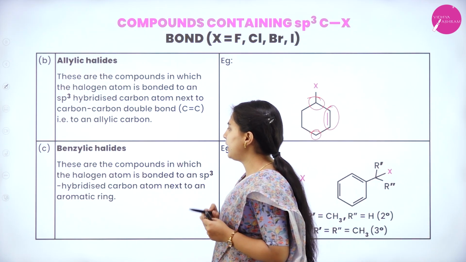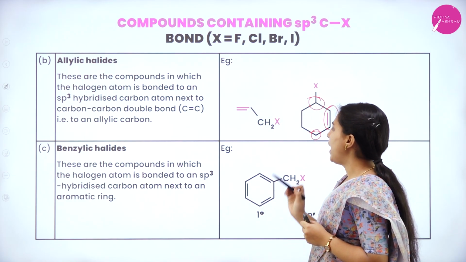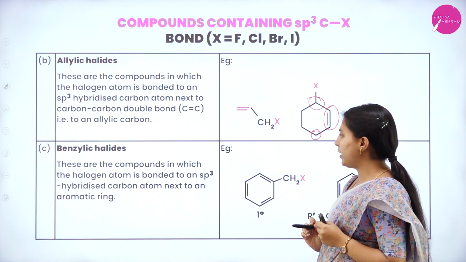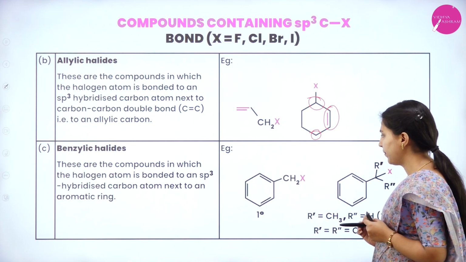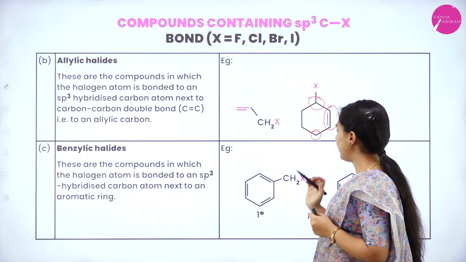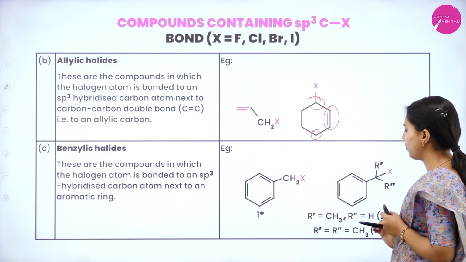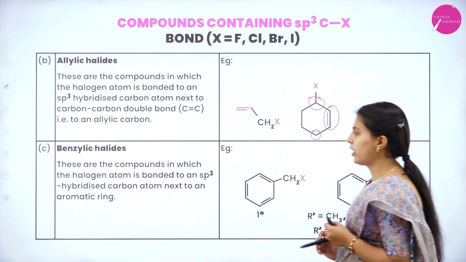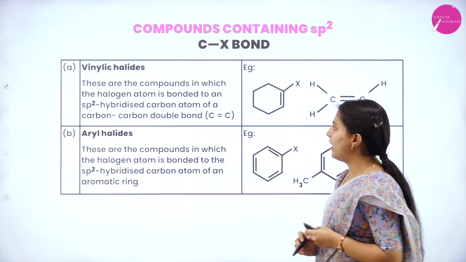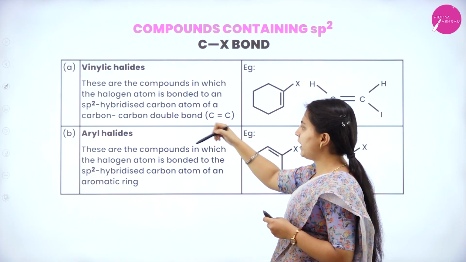Next is benzylic halides. These are the compounds in which the halogen atom is bonded to the sp3 hybridized carbon atom next to an aromatic ring. Next to an aromatic ring, this is sp3 hybridized. This is primary, and this is secondary and tertiary also, you could see here. Okay. Next, vinylic halides. In the sp2, the further classification is vinylic and aryl.